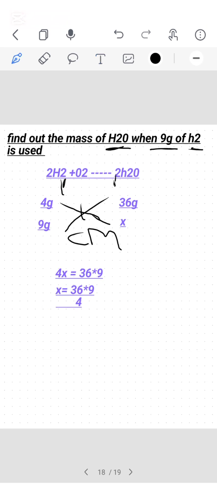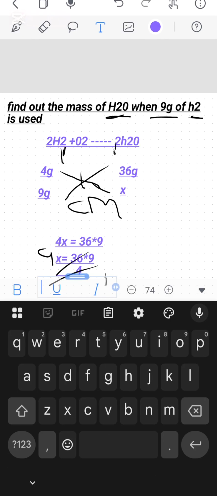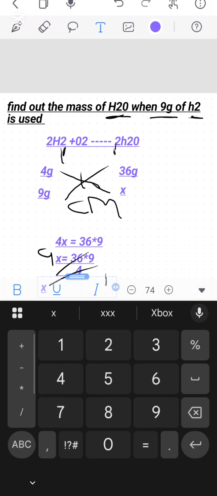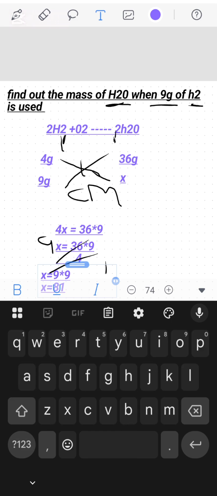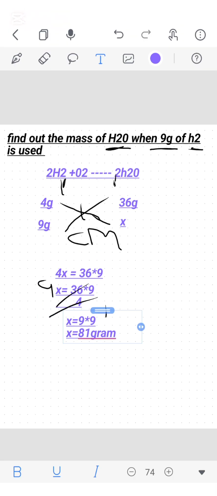Now 4 1 the 4, 4 9 the 36. So we will write x is equal to 9 multiplied by 9, and 9 multiplied by 9 would be 81. As we discussed, the answer comes in mass, so it would also be in gram, so we write the unit gram. So that is how it is done.